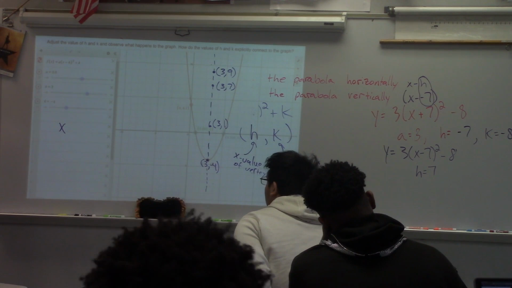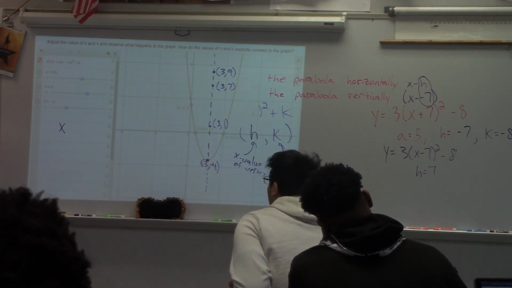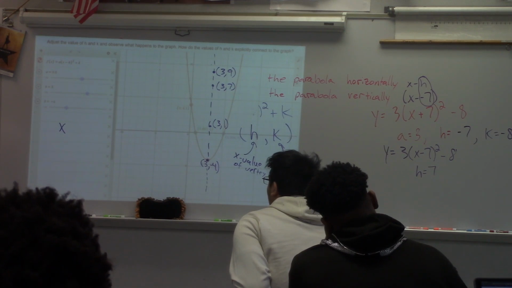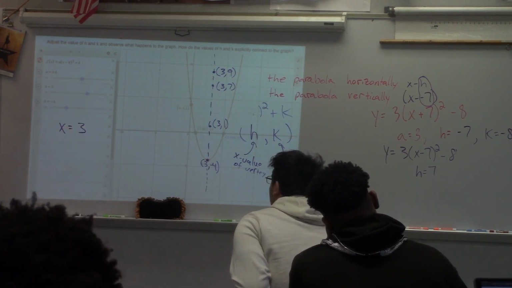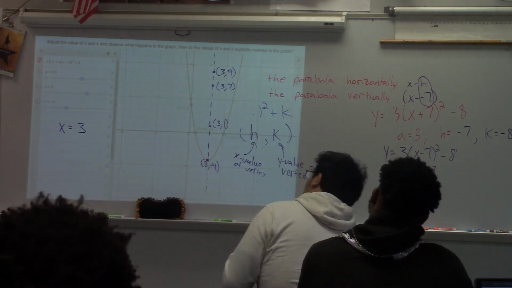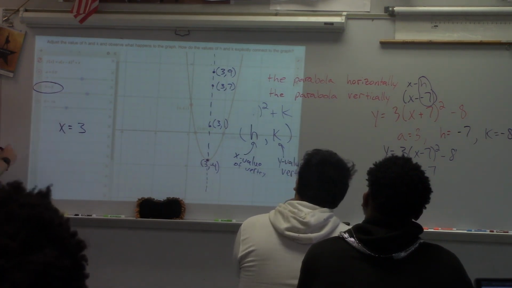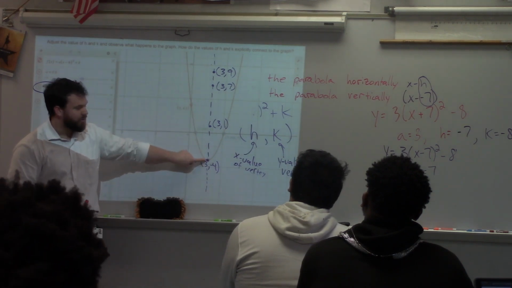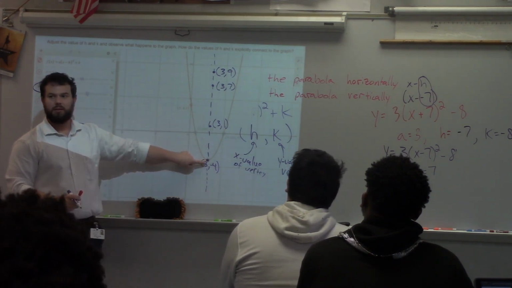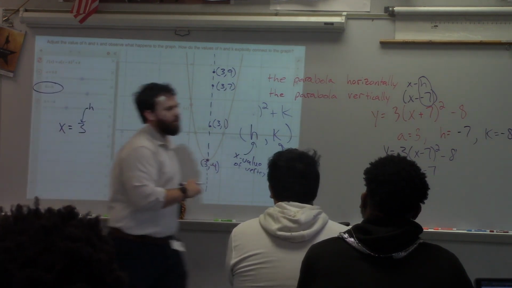So how would I write an equation to say that x is always 3? Would x equals 3 say that x is always 3? Yes! No matter what the y value is, x is equal to 3. And I want to point this out. What is this h value right here? 3. Because what does this line have to go through? It has to go through the vertex. So x is equal to 3. That's my h value.